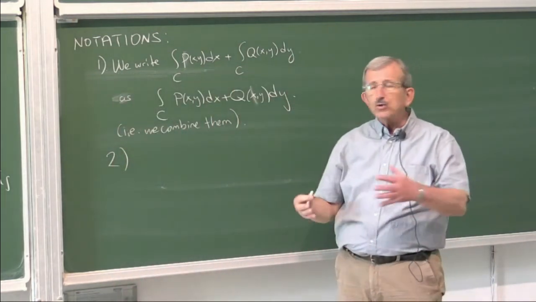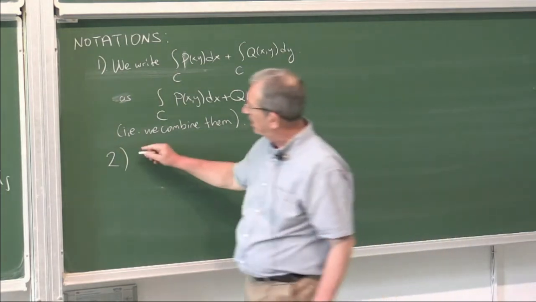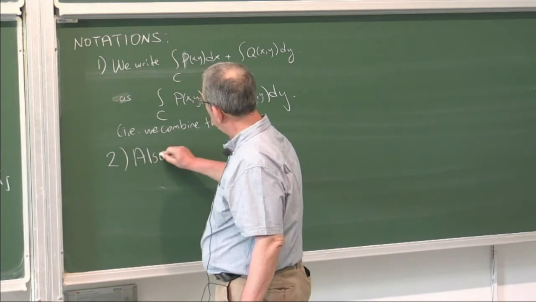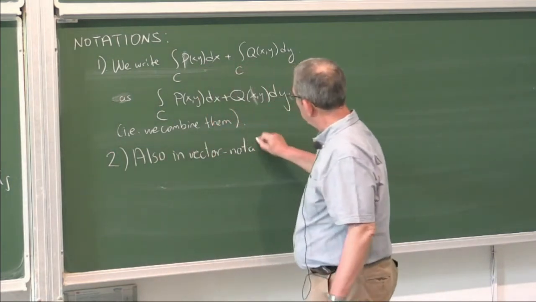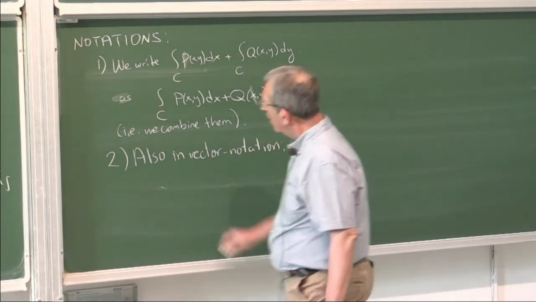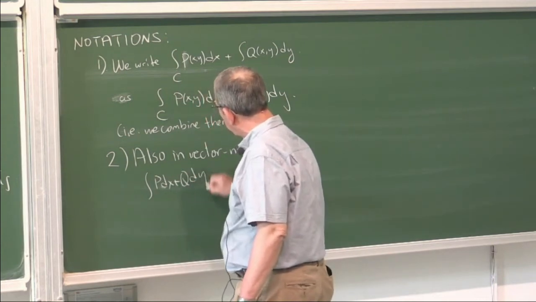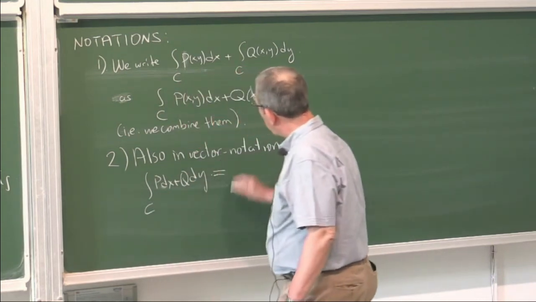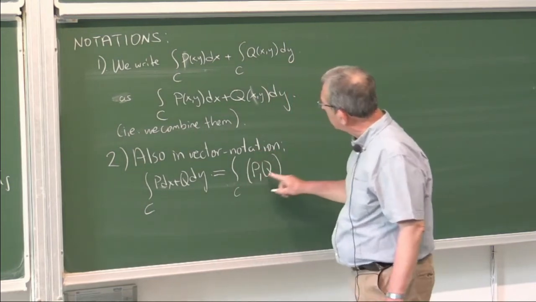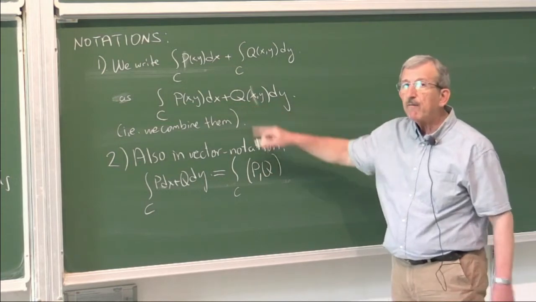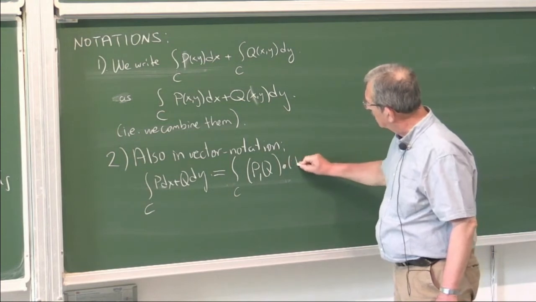Now, we can also write this in vector notation. We can write P dx plus Q dy over C as the integral over C of the vector (P, Q), where P and Q are, as above, functions of x and y, dot product (dx, dy).